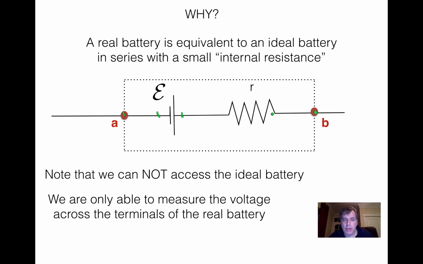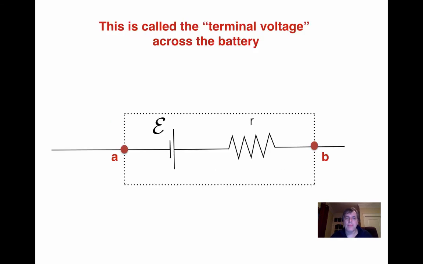So the actual voltage you measure between A and B here, this voltage is what we call the terminal voltage of the battery. Okay, that's called the terminal voltage. So the question is, what is the terminal voltage of a battery? It's not equal to the EMF if there's a current flowing. So what is it equal to?